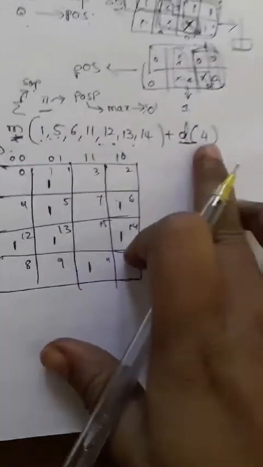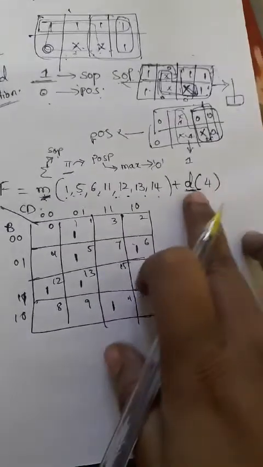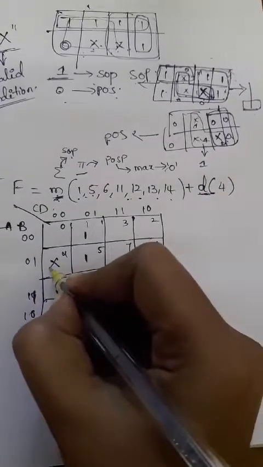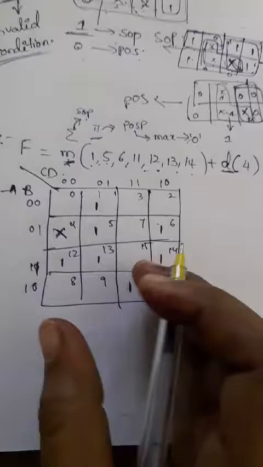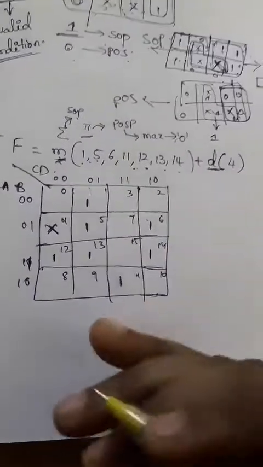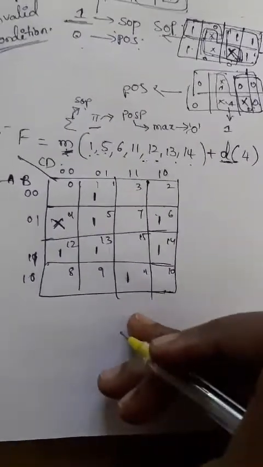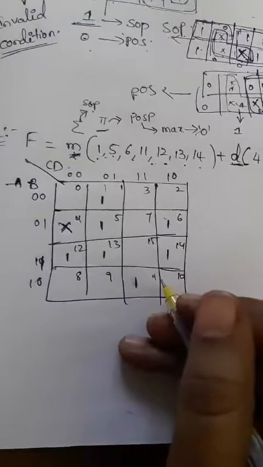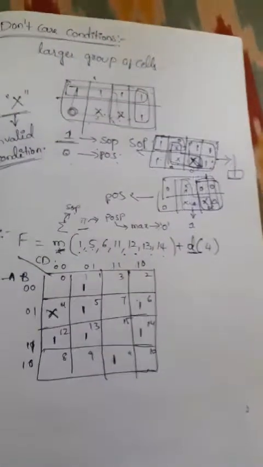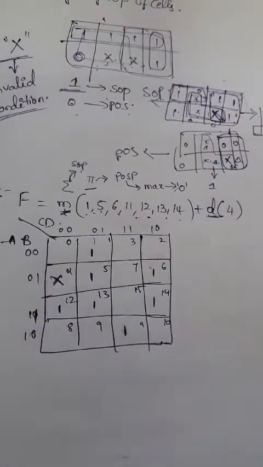Okay, and the don't care cell is 4. The don't care is represented with a cross, right? So this is the expression. Now we group the cells. What is the next step after indicating the min terms and the don't cares? We need to group the cells, right? The major thing is to group the larger number of cells first.